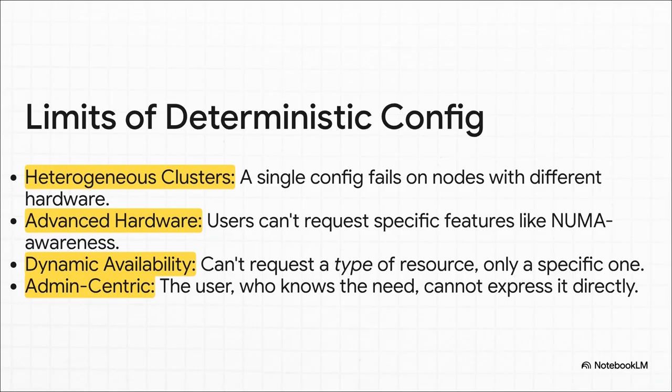Then there's advanced hardware. What if your high-performance computing app needs a specific hardware feature, like RDMA for low-latency networking, or it needs to be placed on a NIC that's on the same NUMA node as its GPU to avoid performance-killing latency? The CNI spec has no language for that. The user, who knows their app needs this, has no way to ask for it. Then there's dynamic availability. You can't just say, hey, give me any available 10 gigabit port. No, you have to ask for a specific interface by name. And if another pod is already using it, tough luck, your pod fails to start.